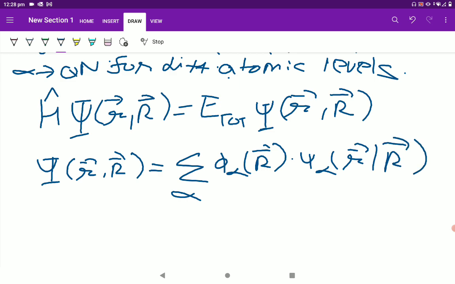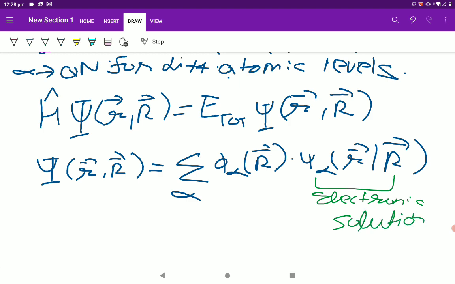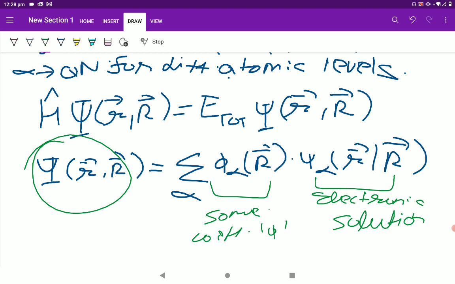So this is the electronic solution, and this is some coefficient phi alpha, which depends on r vector, which is the parameter of the problem. So the original problem is to find this thing. Now the problem is to find this other thing. So we just change the problem.